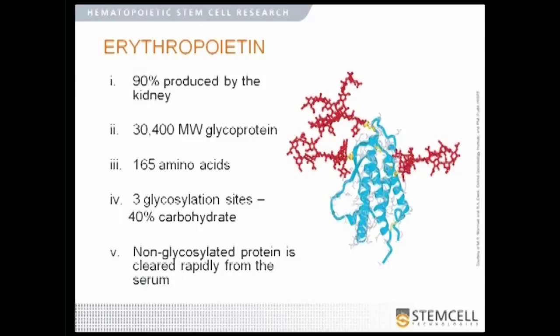Erythropoietin is a 3,400 molecular weight glycoprotein consisting of 165 amino acids. Much of the complete molecule is made up of carbohydrates, as depicted here in red. EPO is in fact about 40% carbohydrate attached to the protein via 3 glycosylation sites. These carbohydrates are very important for the activity of EPO, as unglycosylated forms of EPO are quickly cleared from the body, resulting in these forms having little or no in vivo activity.